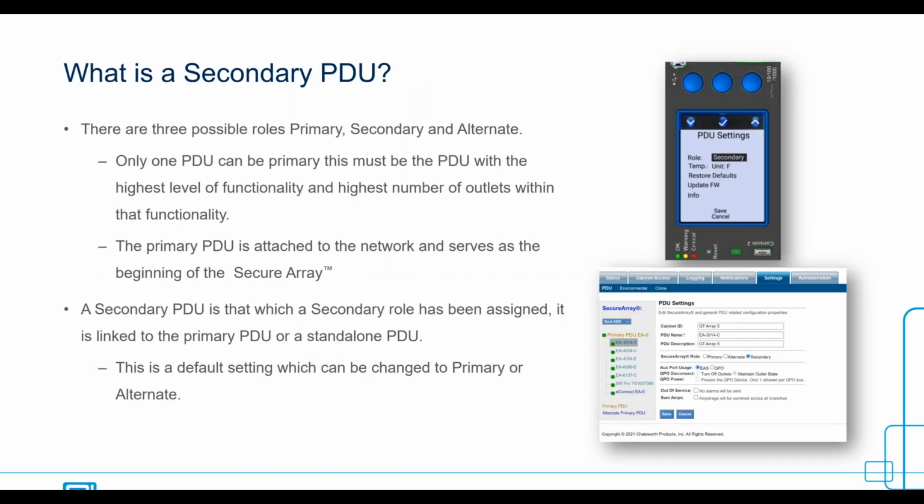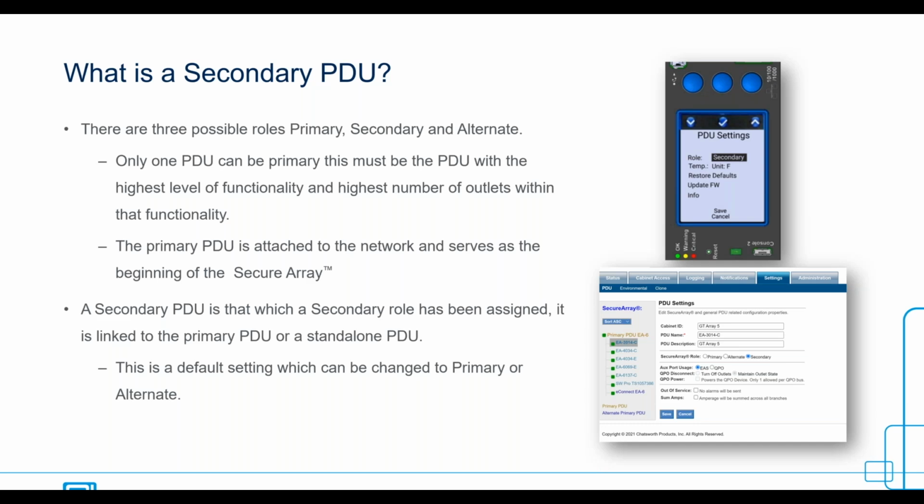Now, we've discussed terminology so far as primary, alternate, let's understand these a little bit more. There are three possible roles. There's primary, secondary, and alternate. Only one PDU can be primary, and this must be the PDU with the highest level of functionality and highest number of outlets within that functionality. The primary PDU is attached to the network and serves as the beginning of the secure array.